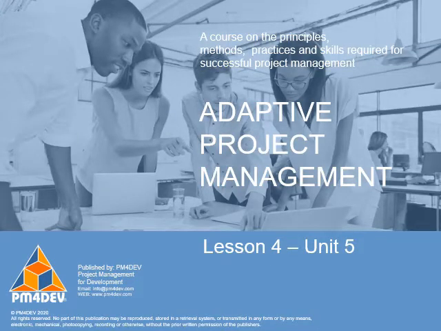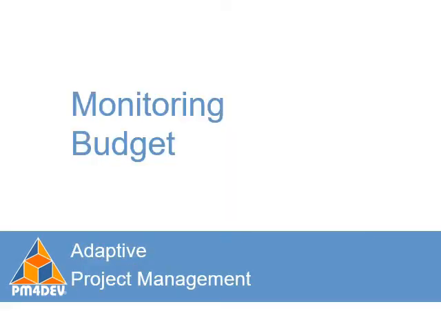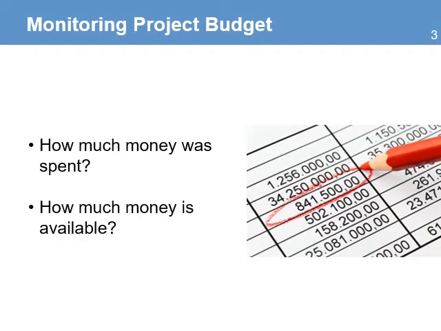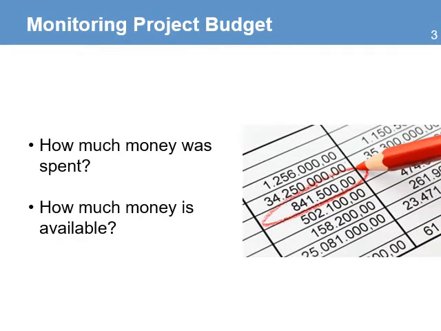Lesson 4, Unit 5, Monitoring the Budget. Monitoring the budget is needed to identify the variances between plan and actual cost of activities. The two questions that you're going to ask in this step are how much money was spent and how much more money is available. It is important to know if you have the funds needed to complete all the project activities on time.